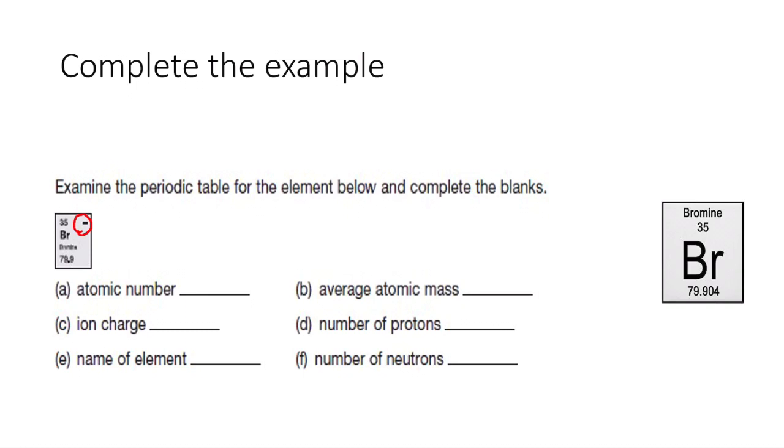And worthy to note, for the ion charge, anytime you see a negative symbol, it means a -1 charge. If you just see a plus symbol, it means +1. So we just don't write the ones in, but it is referring to a 1.